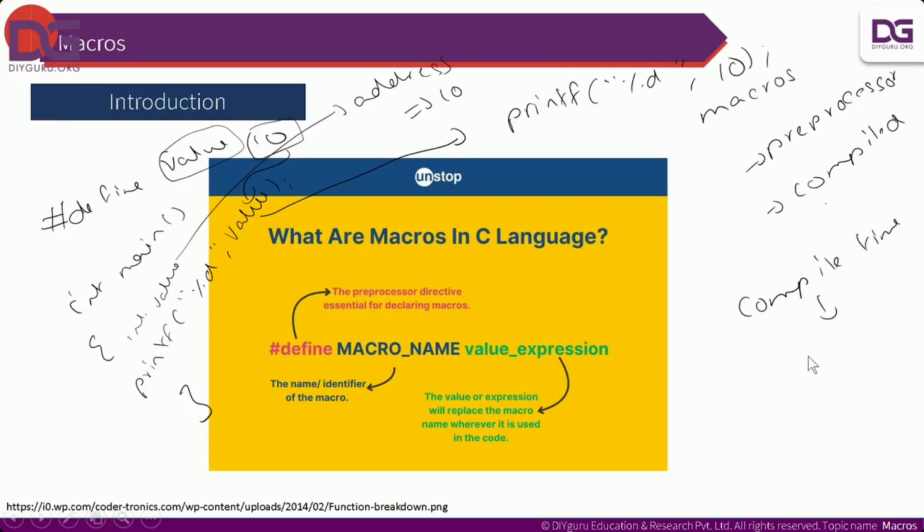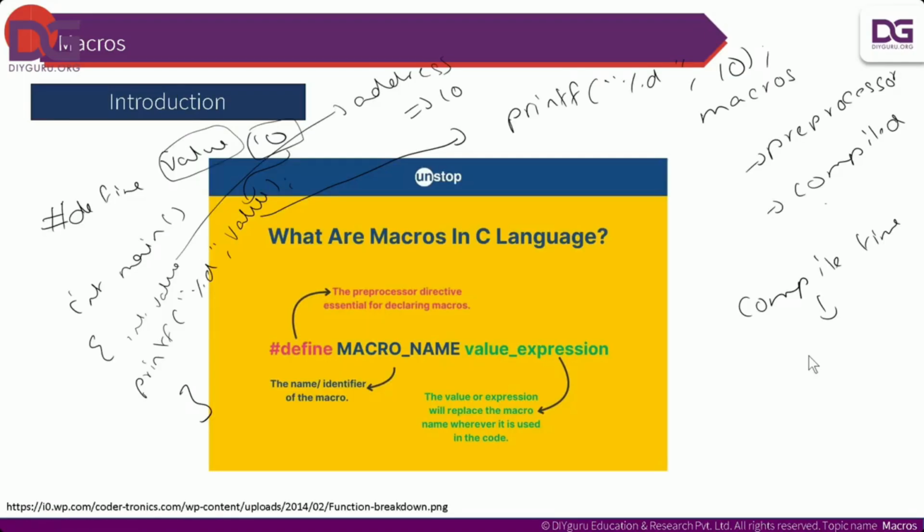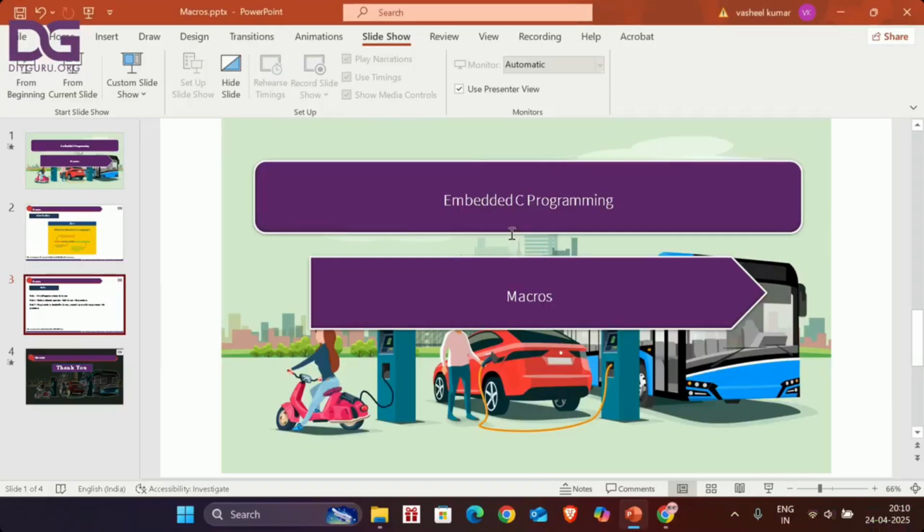Now let's see how to initialize your macros. This is the rule: you use #define, then the macro name, then a value or expression. So we can put either a value like 10 or an expression, say a star b. Now let's see what the rules are. First is uppercase letters: your macro name should be in uppercase letters.